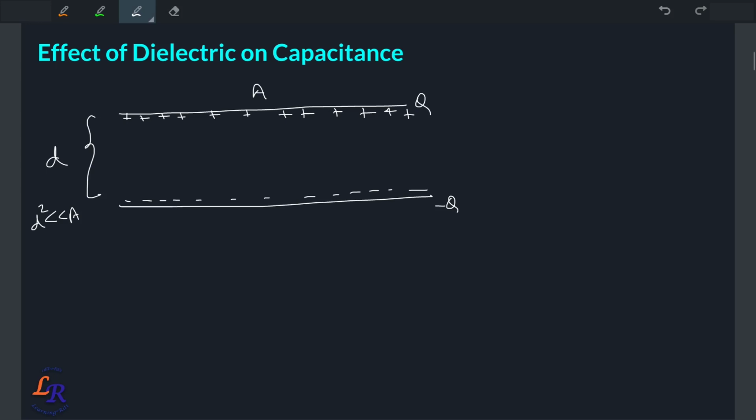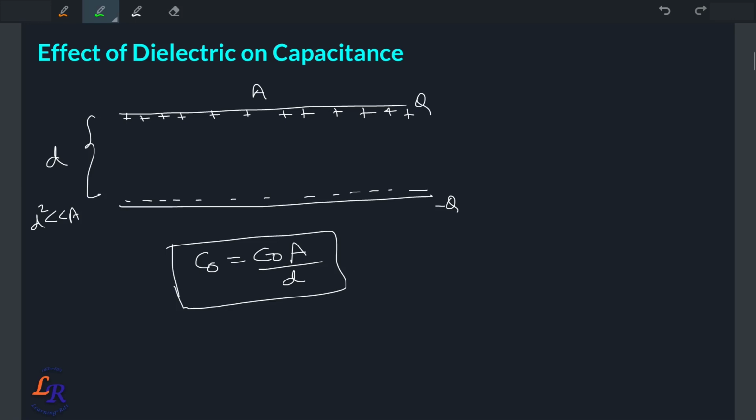Now if the medium is vacuum, let's say the capacitance in vacuum is given by C0, which we can write as epsilon 0 A upon D. This equation we just discussed before. Here I have put a subscript 0 just to represent the vacuum case. Now assume that instead of vacuum we fill this with a dielectric medium, a rectangular dielectric slab.